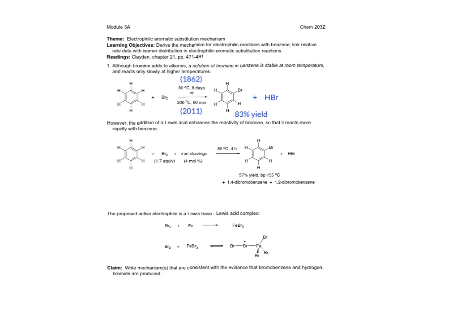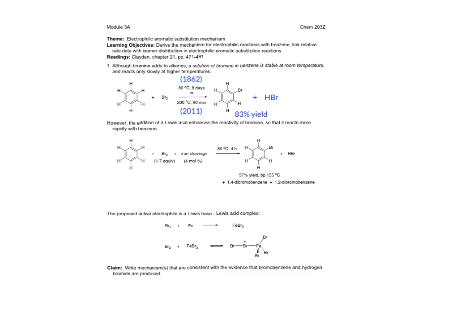In one of the methods that's described in the textbook, benzene is mixed with a small quantity of iron shavings, and bromine is slowly added dropwise. The solution is then heated to the reflux point of benzene. If this is conducted in an open vessel, the hydrogen bromide byproduct is released to the atmosphere.